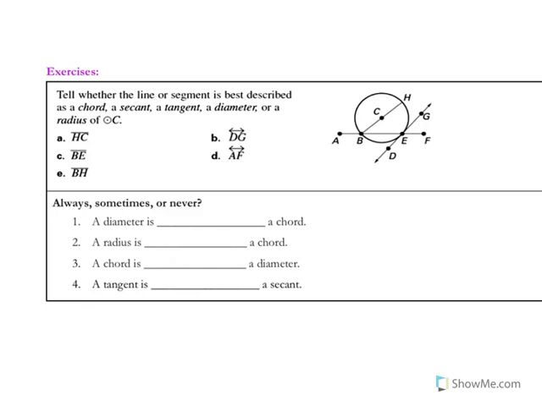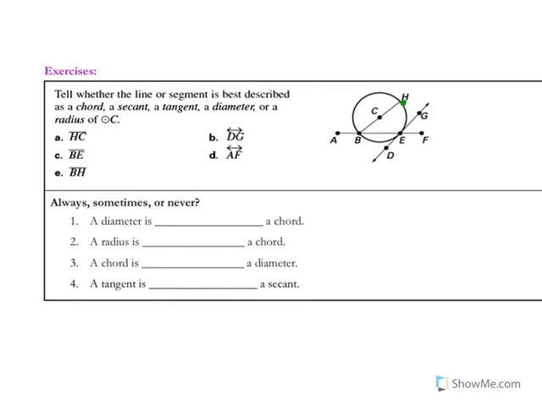If I go find HC on my picture, H is here, C is there. And the line that connects them is what we call, yep, a radius. It goes from the center to a point on the circle. So that's not any of the new words we learned. That's a word we already know, radius.